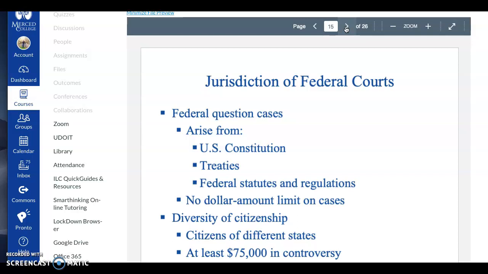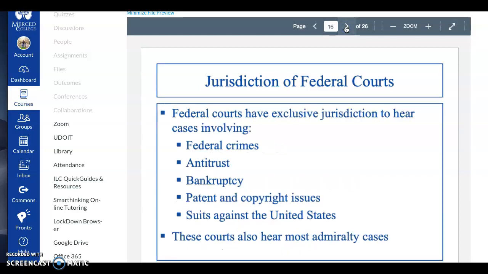Again, we're in the Ninth Circuit. Federal courts have exclusive jurisdiction to hear cases involving federal crimes, antitrust, bankruptcy, patents, and suits against the U.S. They can also hear cases on admiralty, but they normally only hear about those.